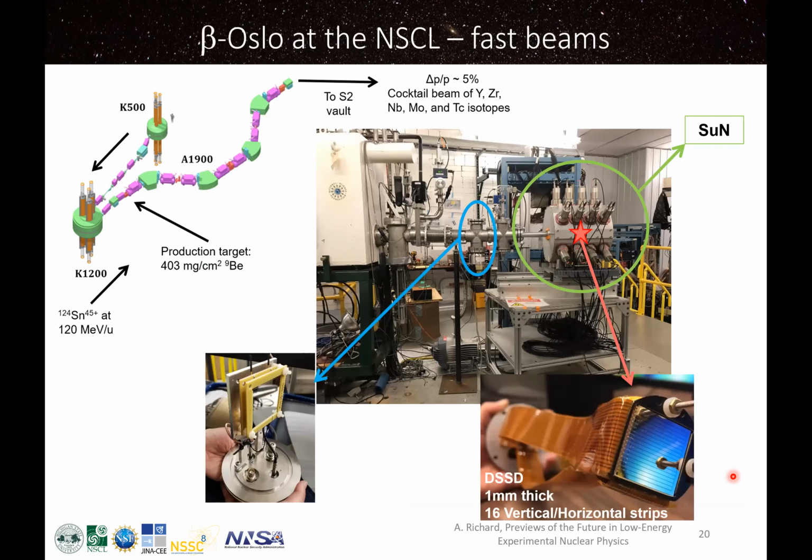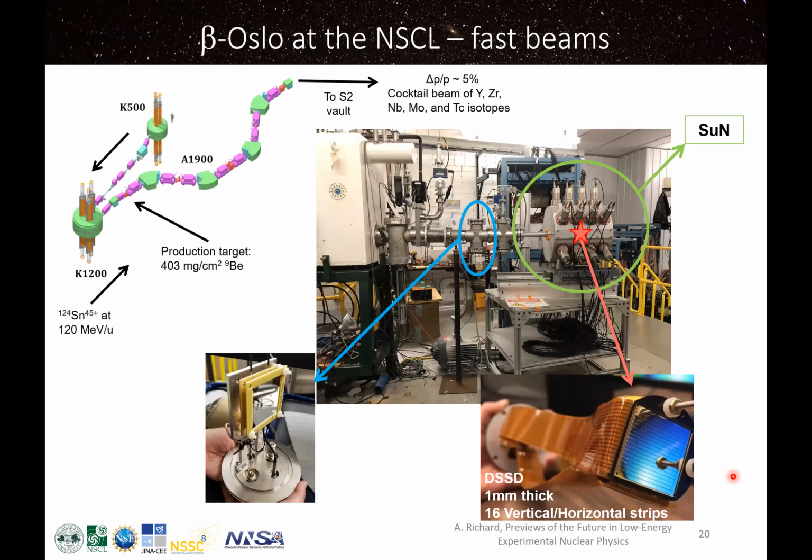This DSSD is composed of silicon. It's 1 millimeter thick, and it has 16 vertical strips and 16 horizontal strips on the front and back respectively, that effectively allow us to create pixels in software so that we can correlate our implanted events with subsequent beta decays. And then surrounding the DSSD is the SuN detector shown here.